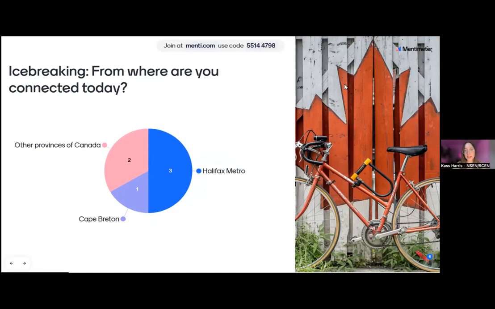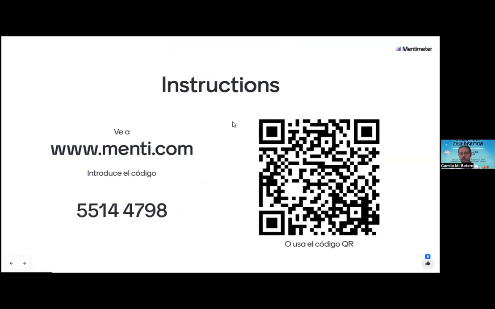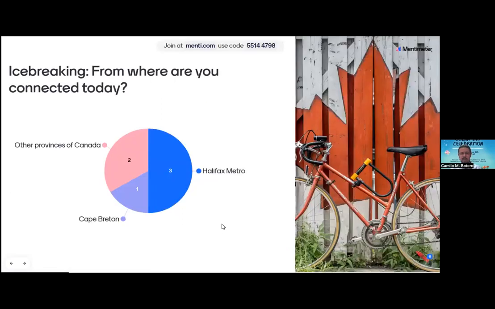Camilo, can you tell me what those numbers were again for Marion to enter? Yeah, it's 5514. Okay, give me a second. I will put it again here on the instructions. 5514-4798. I think maybe we can include the code in the chat. Great. Thank you, guys. Okay, now we have six. Maybe we will wait a second. Remember, the code is in the chat also. You go to menti.com and the code 5514-4798.